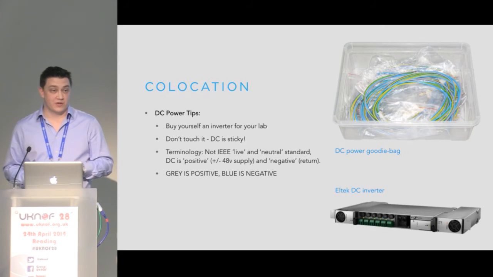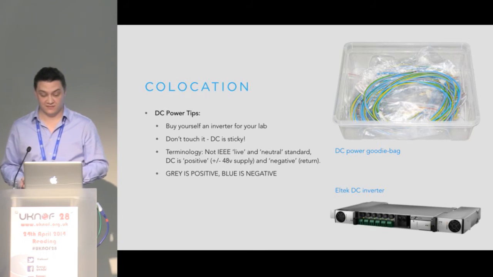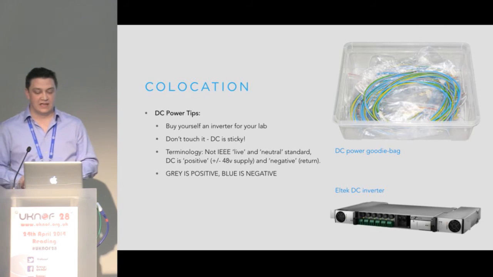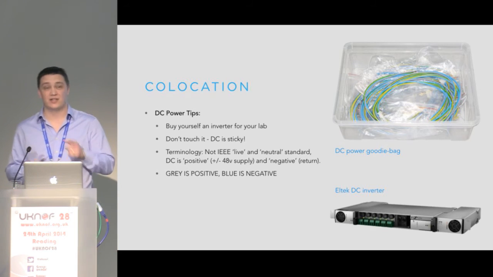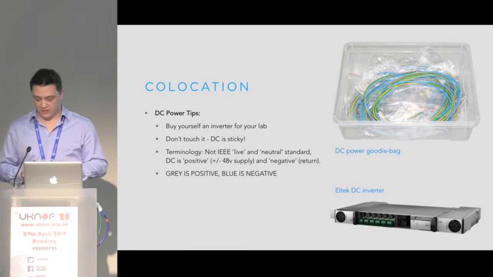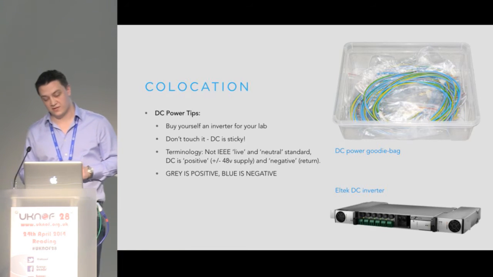Ready reckoner, gray is positive, blue is negative. Don't know why, but that's how it is. If you model them up wrong, you will blow lots of fuses. I modeled them up on our inverter and got the positive and negative on the AC side of our inverter wrong, plugged it into our office, took all the electrics offline in our office, which was really handy.